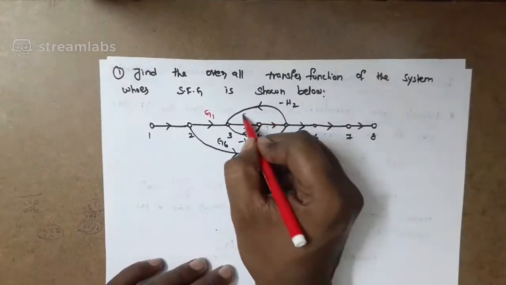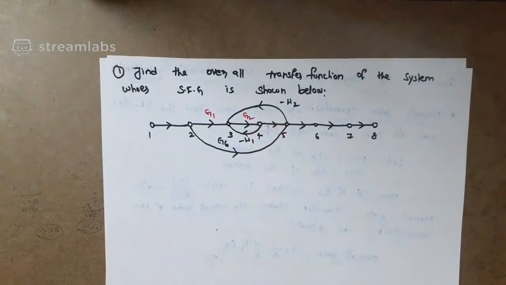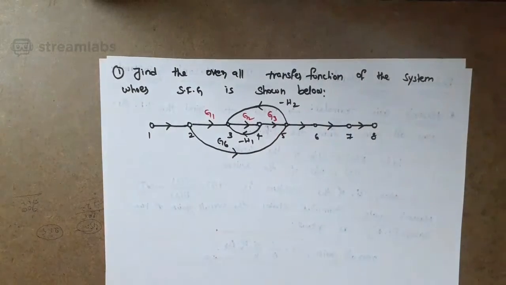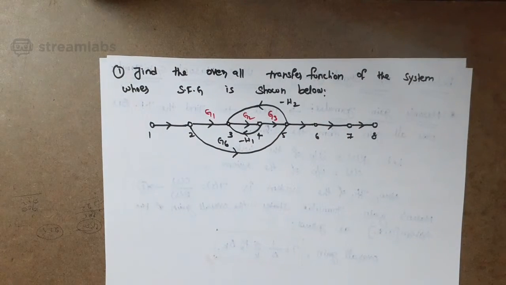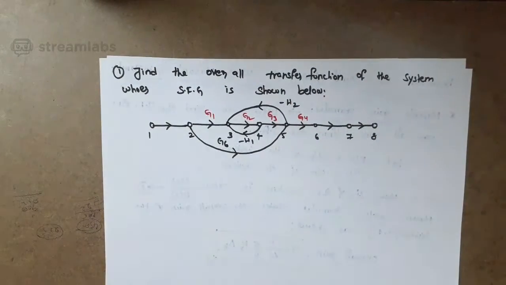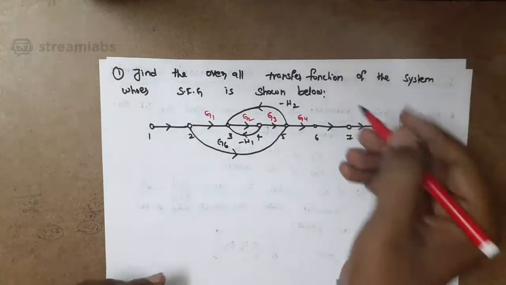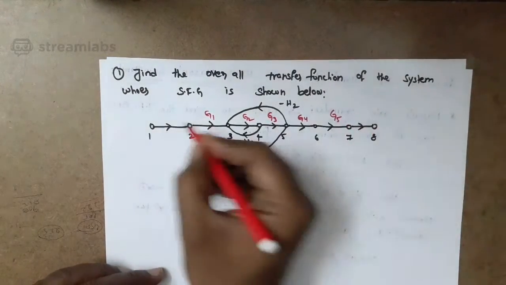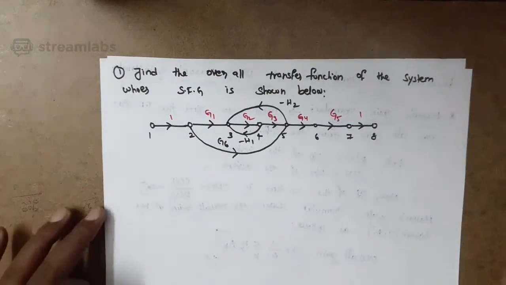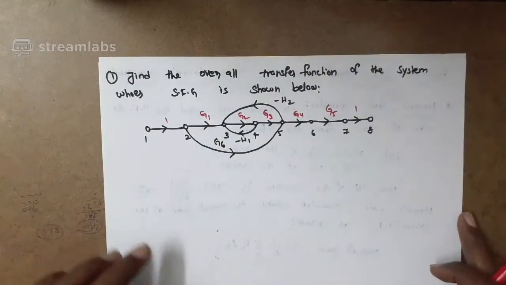G1, 3 to 4 is G2, 4 to 5 is G3, 5 to 6 is G4, 6 to 7 is G5. The branches which have nothing, let us assume their gain as 1. So this is the signal flow graph.